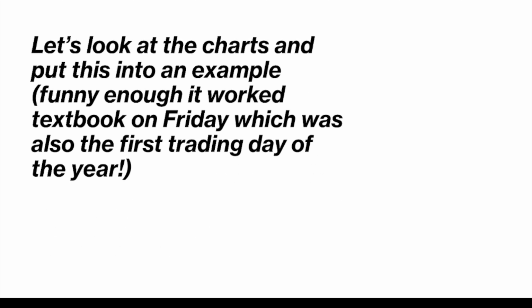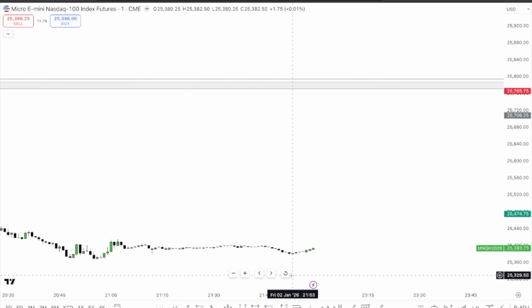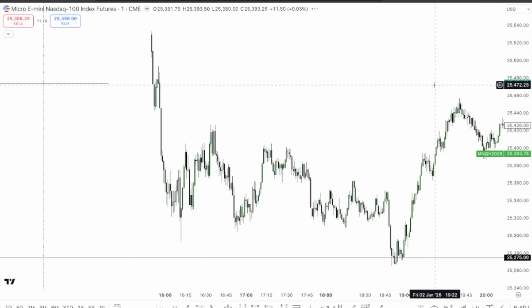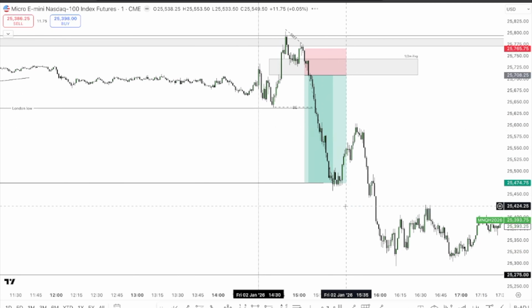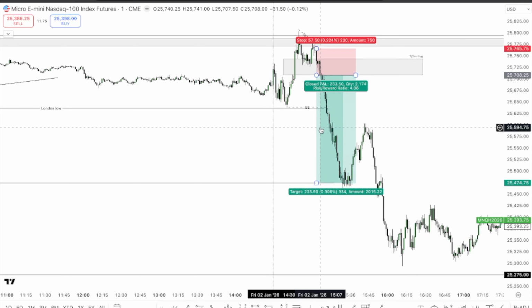So let's take a look on the chart and put this into an example. As we mentioned, funny enough, this is exactly what played out on Friday, which was the last trading day. So essentially, this is what we ended up seeing on Friday, and more or less it was pretty textbook. Again, this move would have been a nice 233 point move if you caught the whole thing, or if you TP'd completely at the bottom.